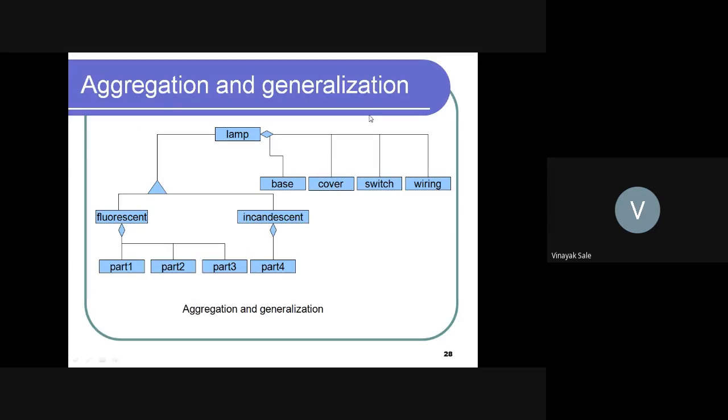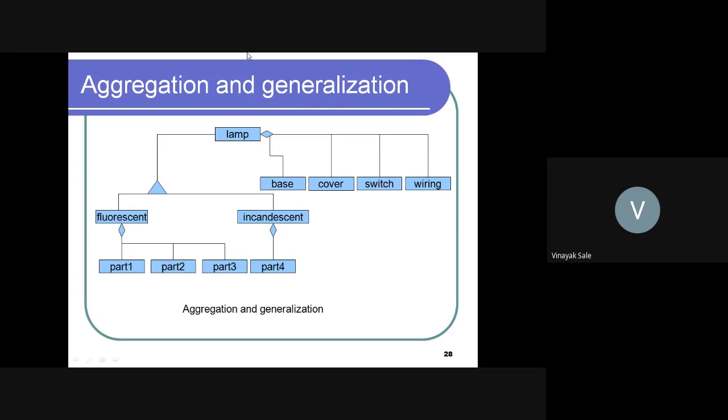Then here is the combination of aggregation and generalization. This is an example in the case of a lamp. Aggregation is denoted by a small diamond, whereas generalization is denoted by a small triangle. A lamp has different parts such as base, cover, switch, and wiring. So the base is a part of the lamp, the cover is a part of the lamp, the switch is a part of the lamp, the wiring is a part of the lamp.